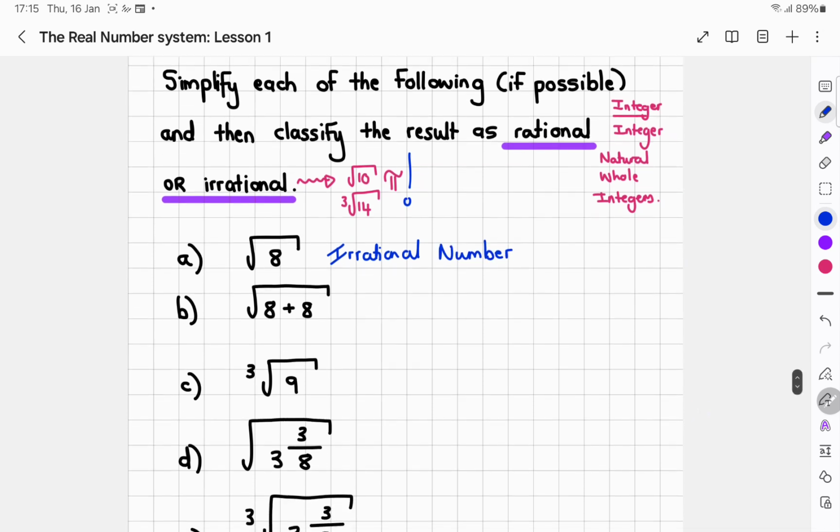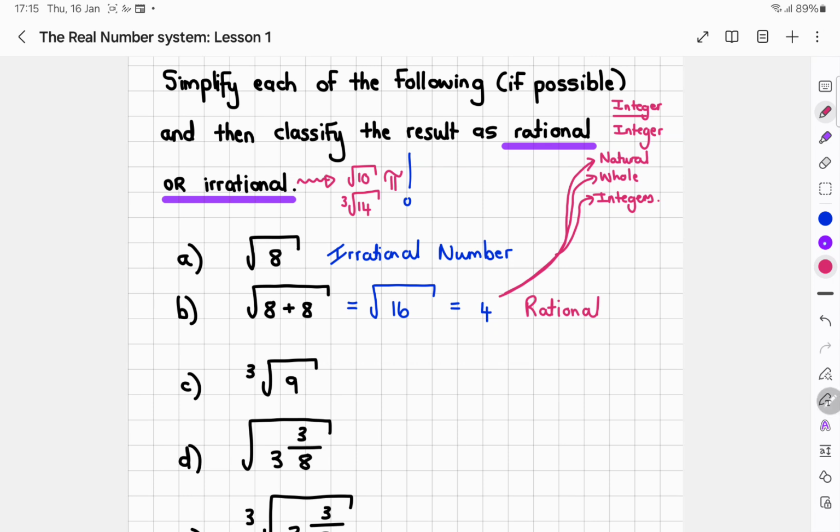Remember what I said with addition? You have to first simplify underneath, and then the square root of 16 is 4, which will make it a rational number, because it falls under the natural, whole, and integer numbers, which makes it a rational number.